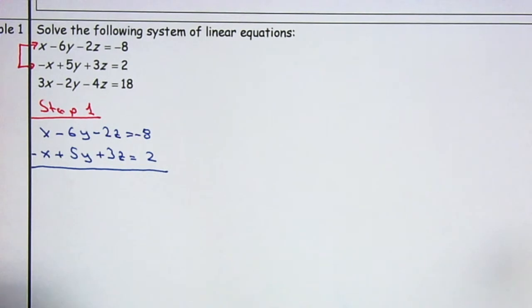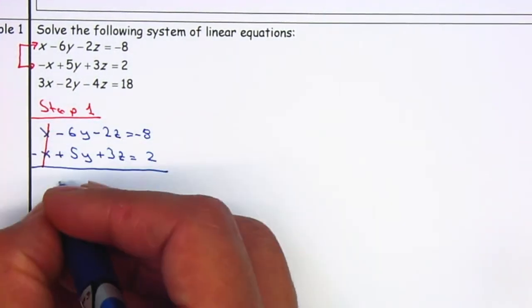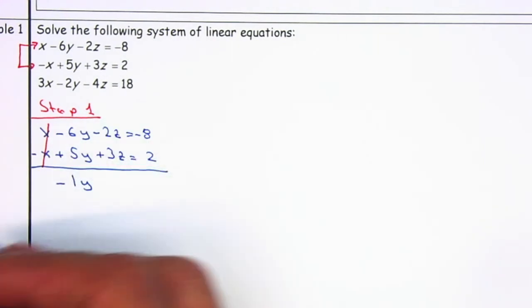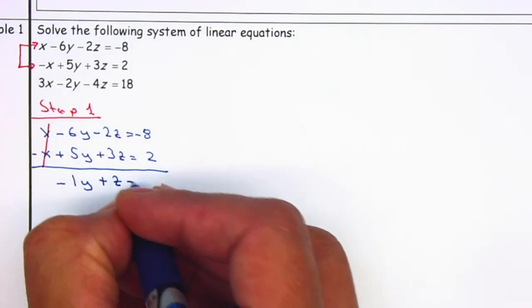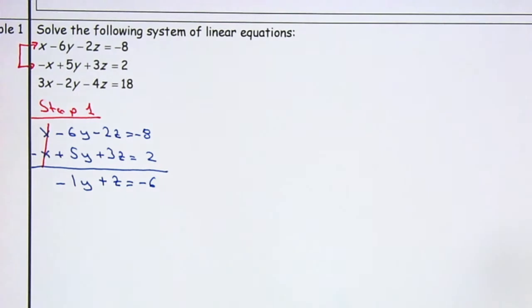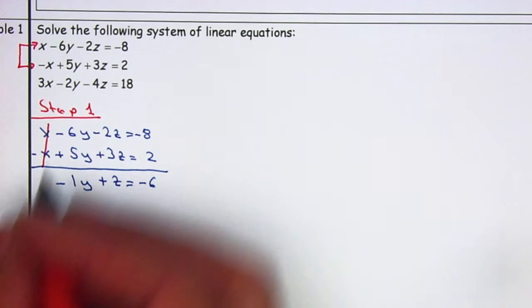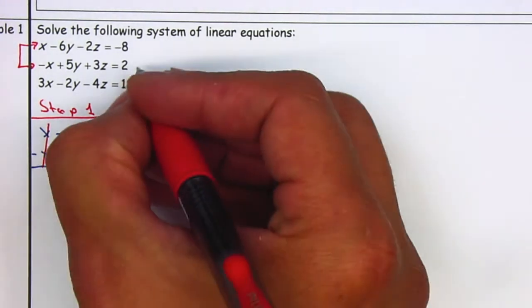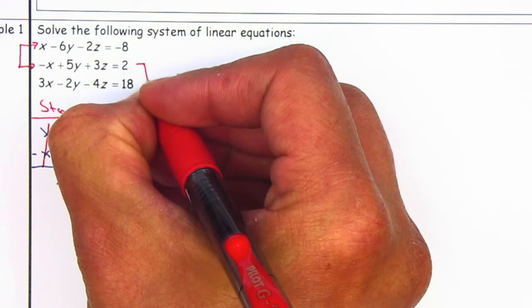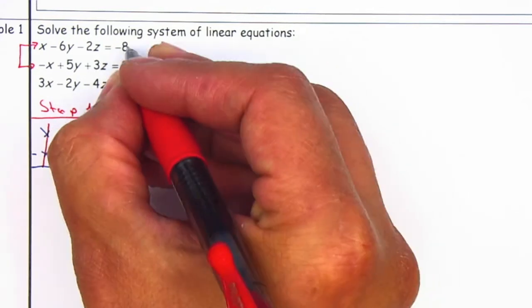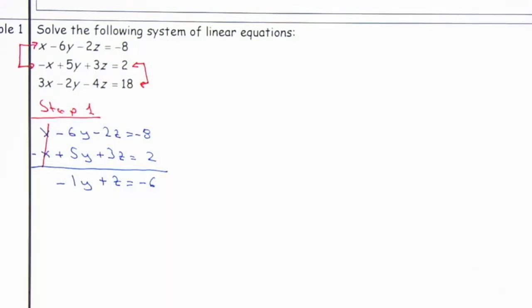I want to be able to cancel the x's, so if you notice, automatically the x's cancel. I'm going to combine both equations. That gives me negative 1y, or just negative y, plus z is equal to negative 6. Now, I want to do it once again, and I'm going to cancel the x's once again, and I'm going to grab 2 other equations. So let's see, I can grab the second one and the third one, or if you want to grab the first one and the third one, that will work as well.